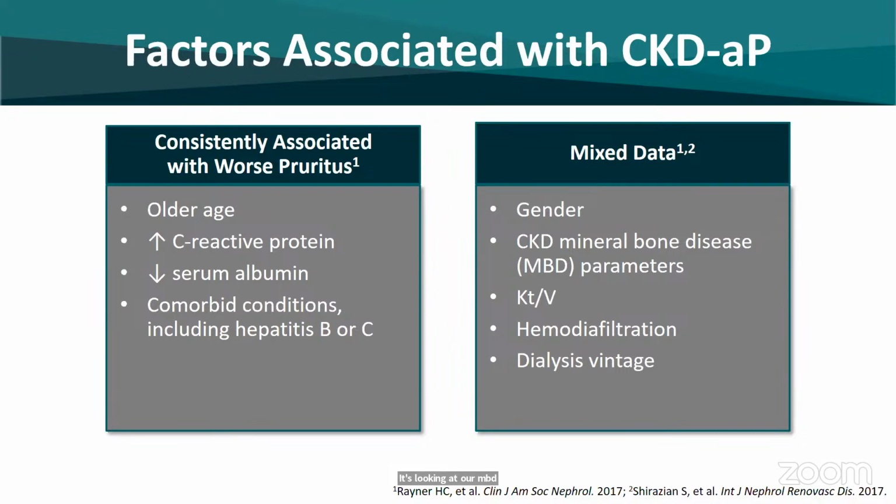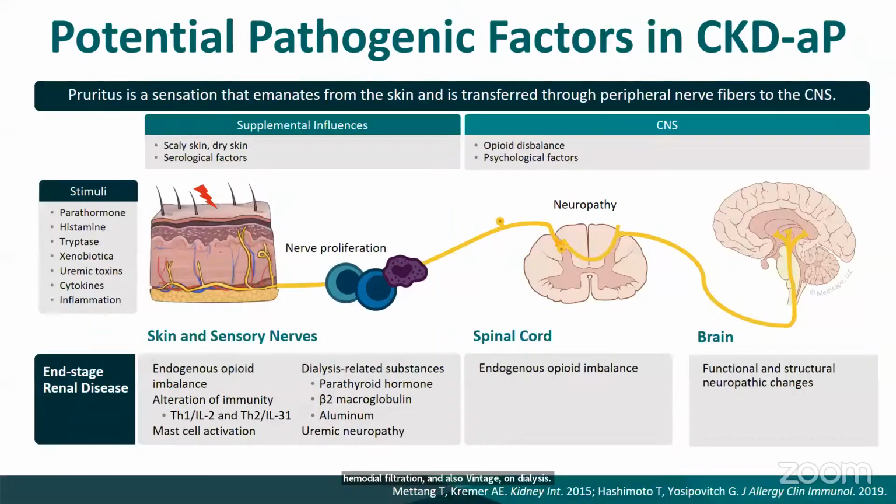This is our calcium, our phosphorus, our ALK-Phos, our intact PTH numbers. We're also looking at Kt/V. How well is the patient being dialyzed? Is the itching because the patient is lacking in dialysis? We look at hemodiafiltration, and also vintage on dialysis is some factors associated with this itching.